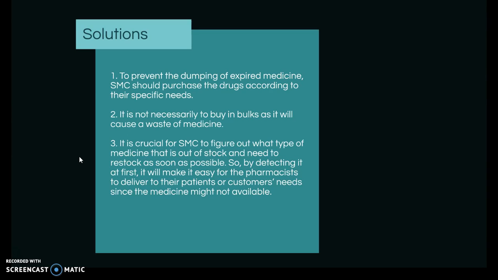First, to prevent the dumping of expired medicines, SMC should purchase the drug according to their specific needs. Second, it is not necessary to buy in bulk and it will cause a waste of medicines. Third, it is critical for SMC to figure out what type of medicine is out of stock and needs to be restocked as soon as possible. So, by detecting it at first, it will make it easy for the pharmaceutical to deliver to their patient or customer needs since the medicine might not be available.